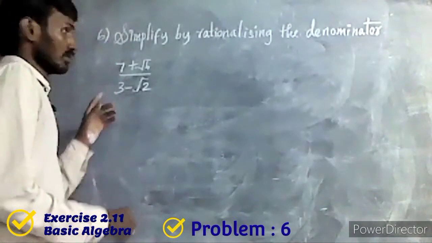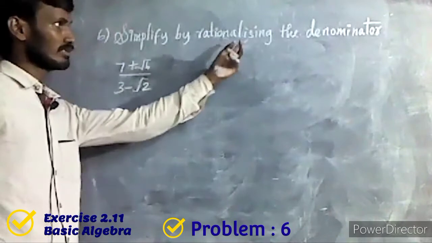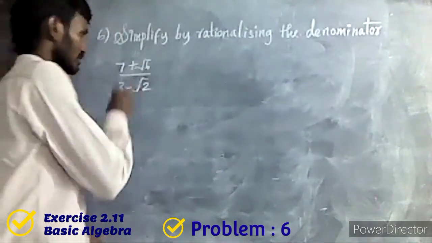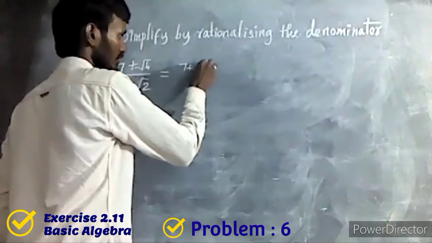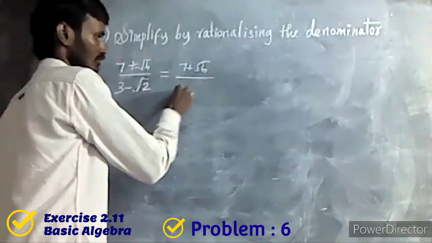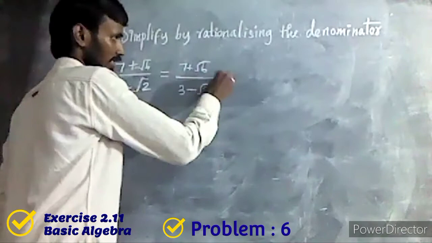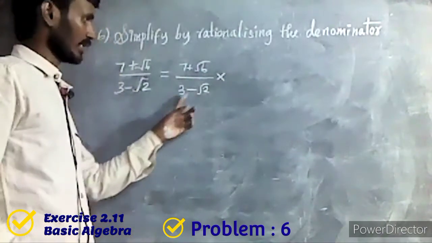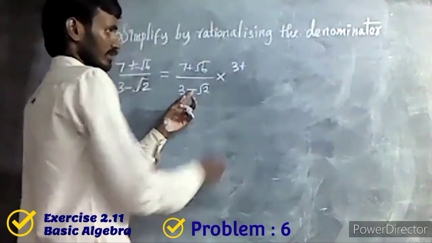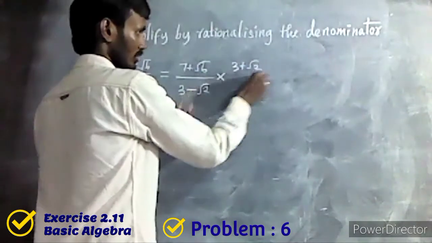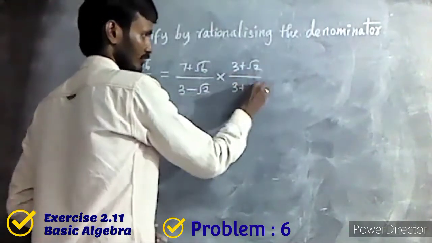Question number 6. Simplify by rationalizing the denominator. So just a simple problem. Just consider the problem 7 plus root 6 whole divided by 3 minus root 2. What is the conjugate of the denominator? 3 minus root 2 means 3 plus root 2. Just change the irrational number symbol. 3 plus root 2. Multiply by 3 plus root 2 in the numerator also.